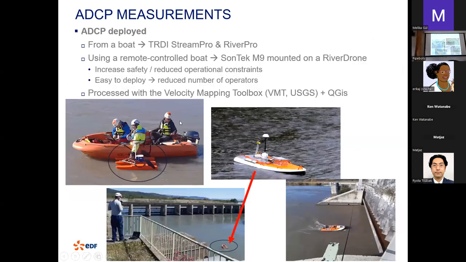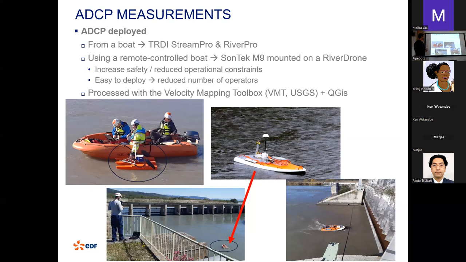Next one, please. So the ADCP was deployed from a classical boat. You can see here that we have a boat with people inside, and they are using a TRDI StreamPro. Beside the boat, we also used a remote control boat, and you can see that it's very different. I mean, here we have three people for deploying an ADCP. Here it's only one guy with the remote control, so it's easier to deploy. You can also make measurements very close to gates, for example, which are quite dangerous to do with classical boats. So you can access more measurements.